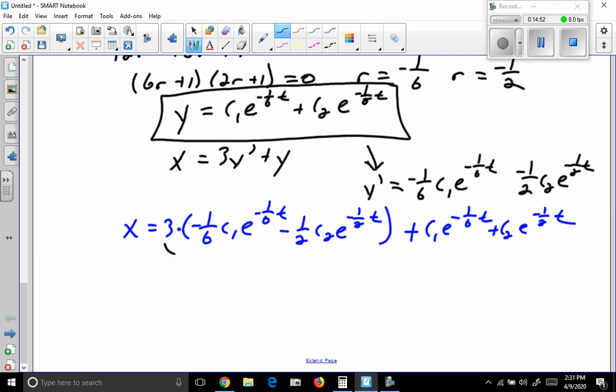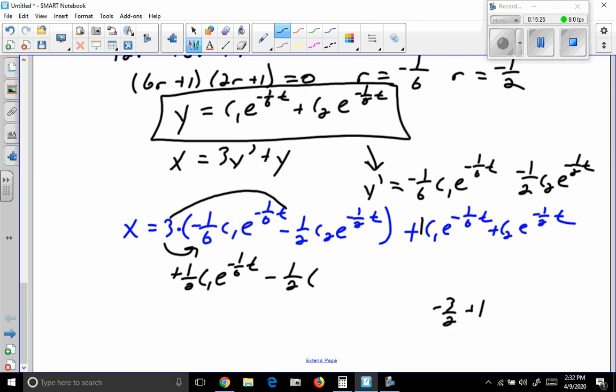So we have a negative 1/2 C1 e to the negative 1/6 t, and we have a 1 C1 e to the negative 1/6 t. So 1 minus 1/2 will make that a 1/2. We have a minus 3/2 C2 e to the negative 1/2 t, and we have a plus 1 C2 e to the negative 1/2 t. So minus 3/2 plus 1 will make that a minus 1/2 C2 e to the negative 1/2 t. So that's our x.